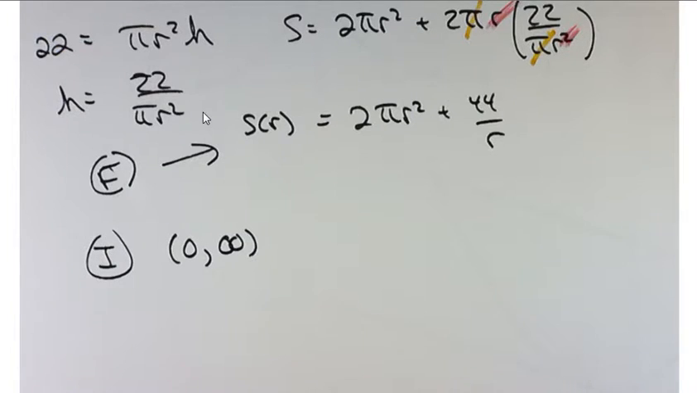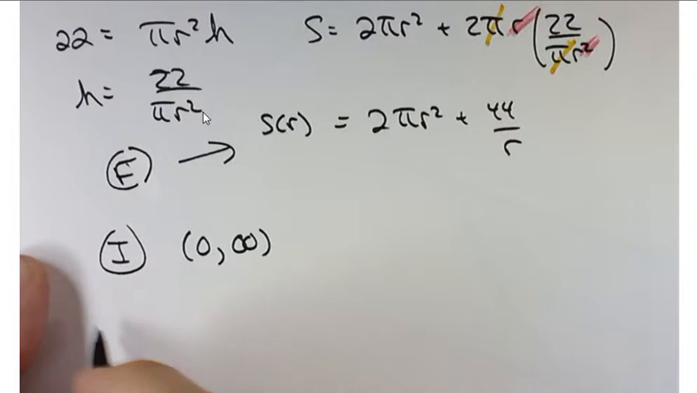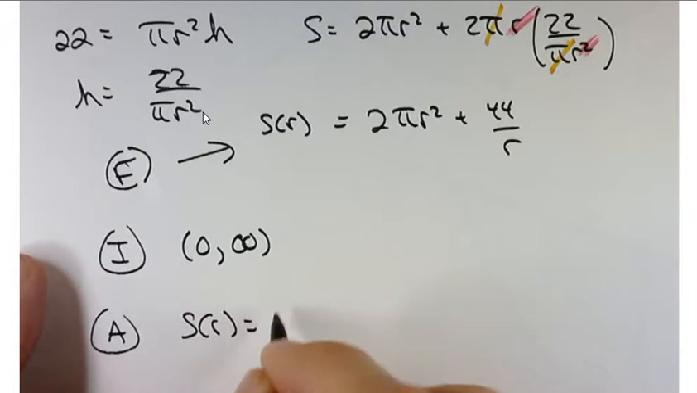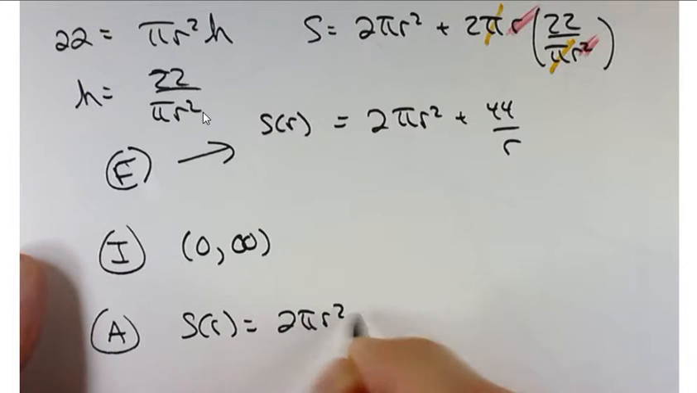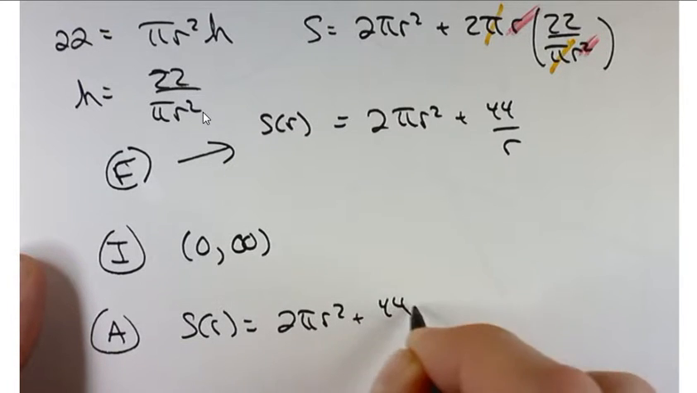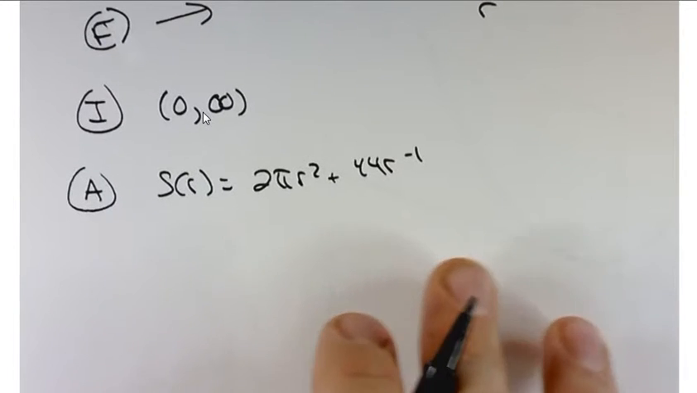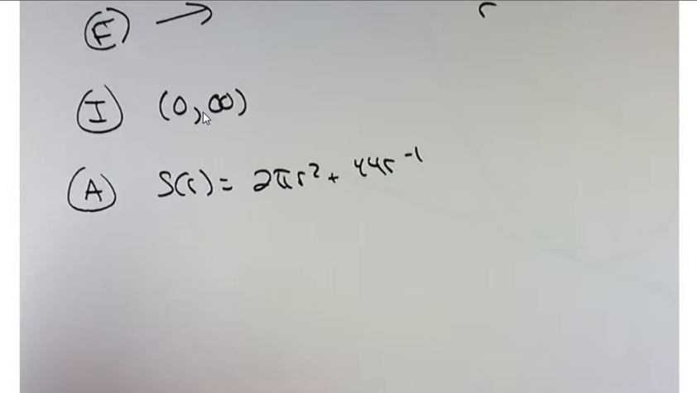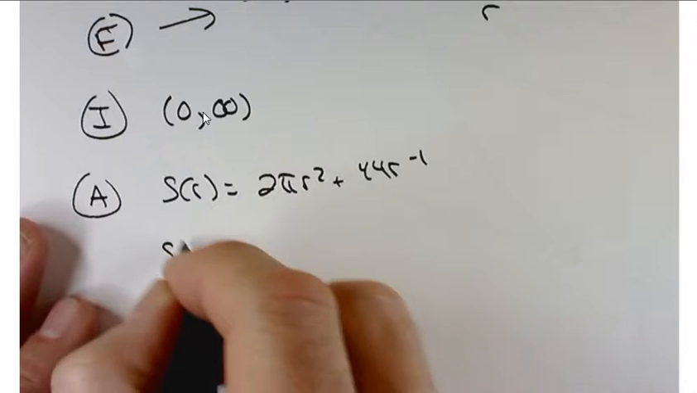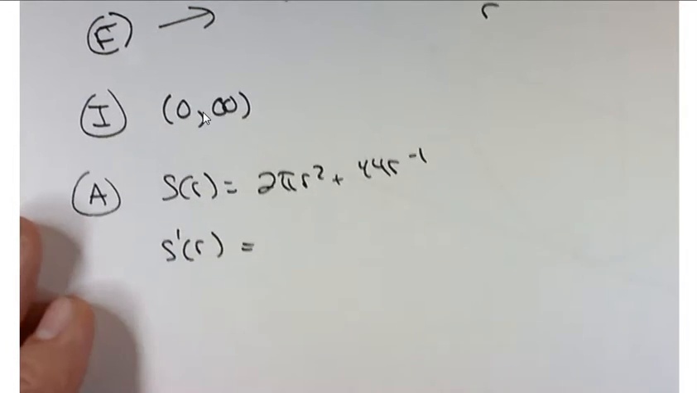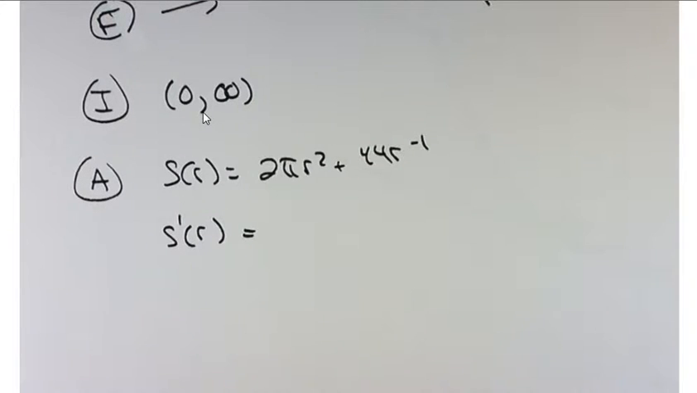Okay, let's see, the analysis. S of r is 2 pi r squared plus 44 r to the negative first. It's going to be a little bit easier to differentiate. Differentiating is our only trick here, right? When you only have a hammer, everything looks like a nail. So let's find the derivative.